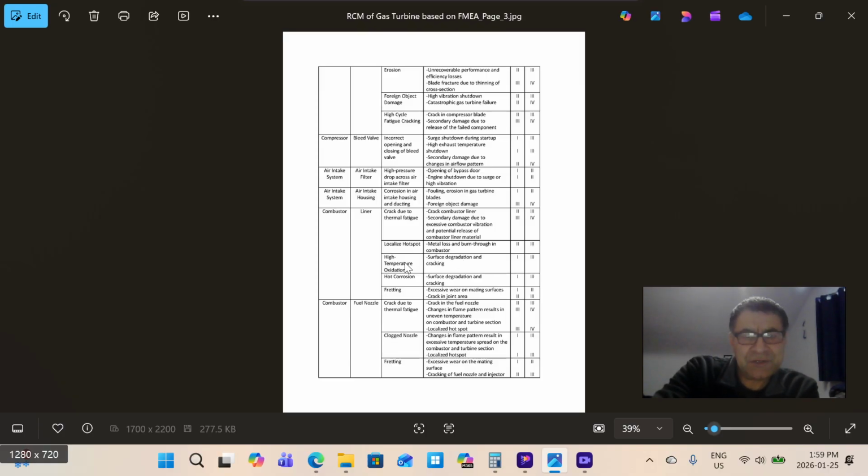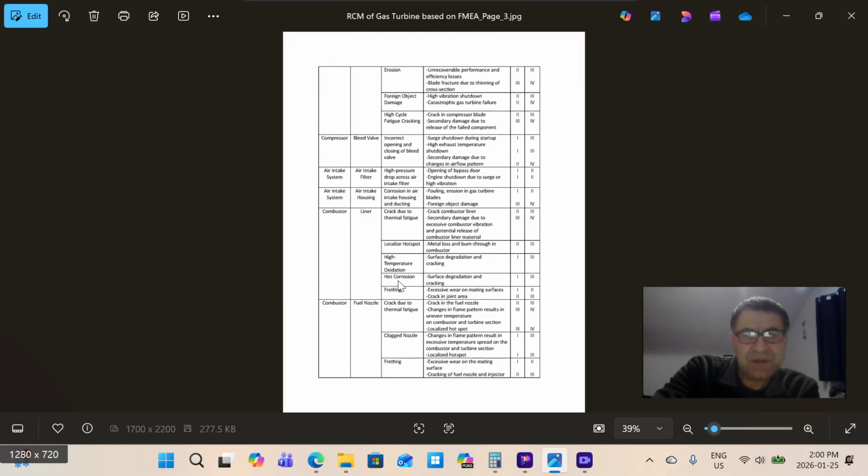And another failure mode, high temperature oxidation of the liner. Failure effect is surface degradation and cracking during the high temperature oxidation, and unmitigated is high probability, level 3, and if during the PM we can drop the probability to very low probability, level 1.